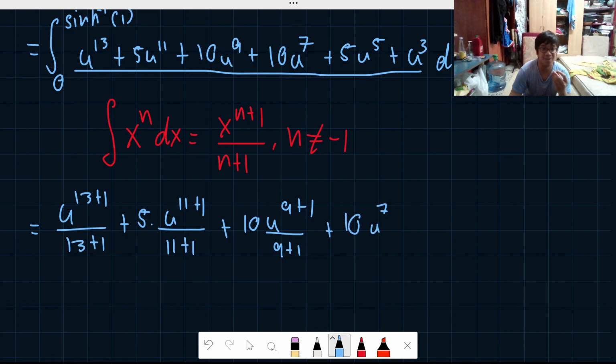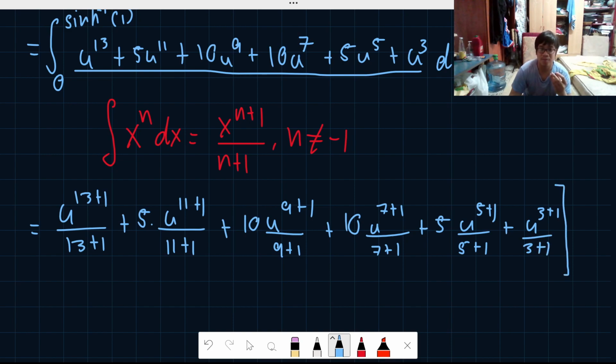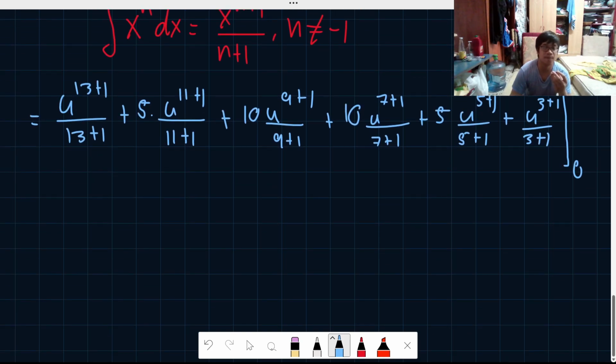This is gonna take a long solution, right? But yeah, u raised to 7 plus 1 all over 7 plus 1 plus 5 times u raised to 5 plus 1 all over 5 plus 1 plus u raised to 3 plus 1 all over 3 plus 1. It's long, all right? Then remember that we have limits here, which are the upper limit, inverse hyperbolic sine of 1, and 0 as the lower limit. So let's simplify this first.